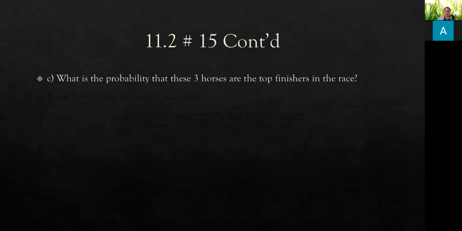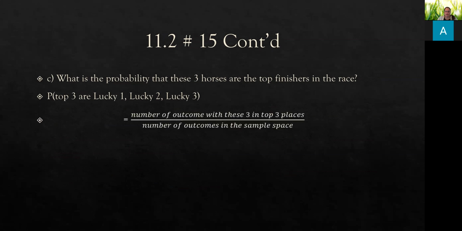What is the probability that these 3 horses are the top finishers in the race? So we want to know what's the probability that the top 3 are lucky 1, lucky 2, and lucky 3. So that will be the number of outcomes with those 3 horses in the top 3 places out of the number of outcomes in the sample space. And we just figured out that there were 6 different outcomes with those 3 horses in the top 3 places, and there were 336 outcomes altogether in the sample space.